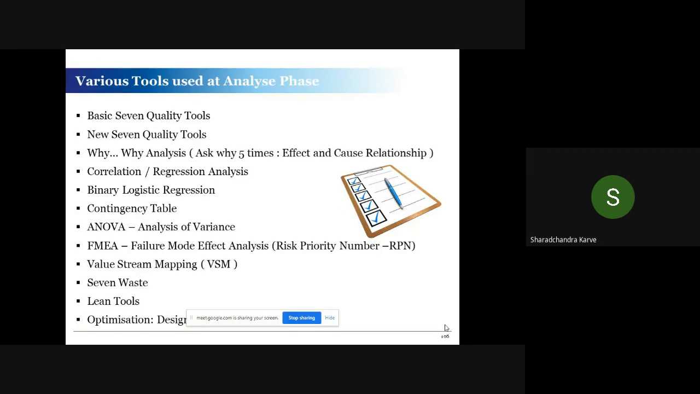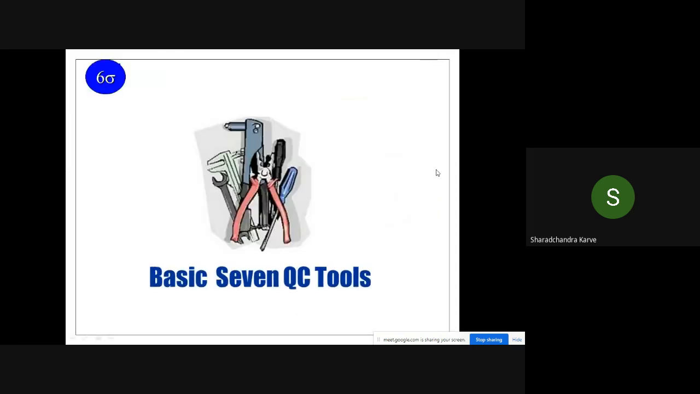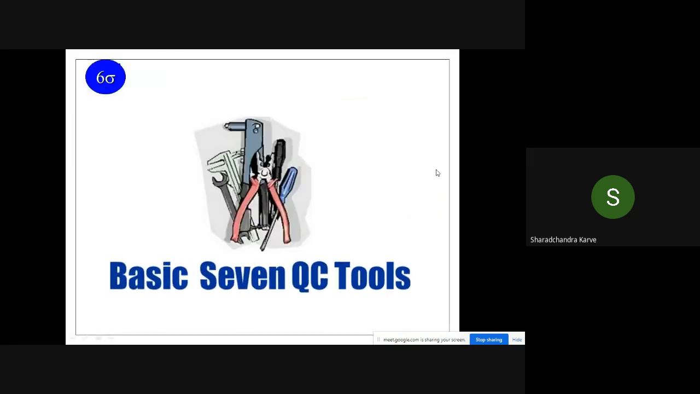So primarily today we look at the basic 7 quality tools, then fault tree analysis, Y-Y analysis, and box plot analysis. So let us move ahead with the basic quality tools. Unless you use one of the basic quality tools, you can't move ahead in analysis. Next slide.